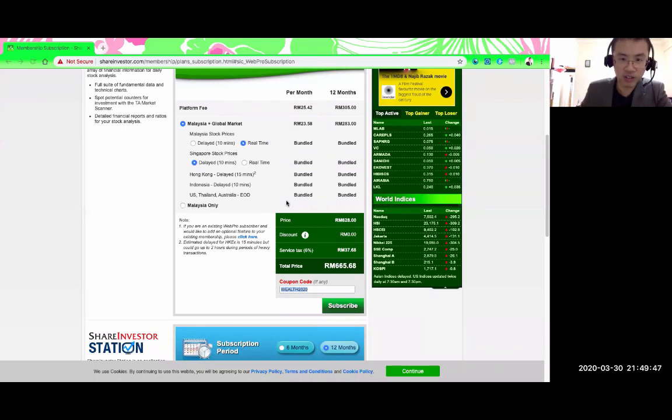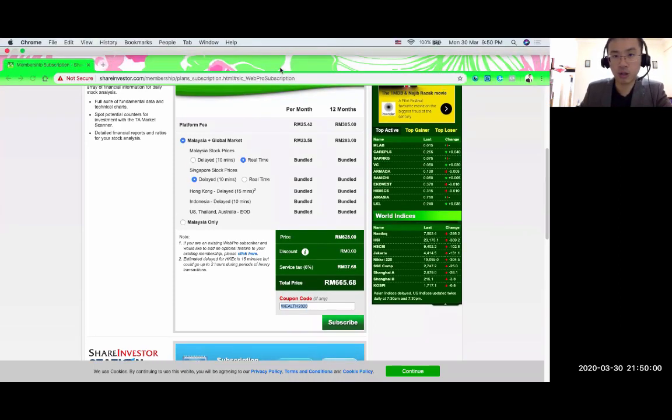So the next question is, under the consensus, where is the data for buy or sell actually from? Under the consensus estimate, this is from the research houses. When the research houses publish their buy and sell calls, ShareInvestor Station will be able to aggregate this.